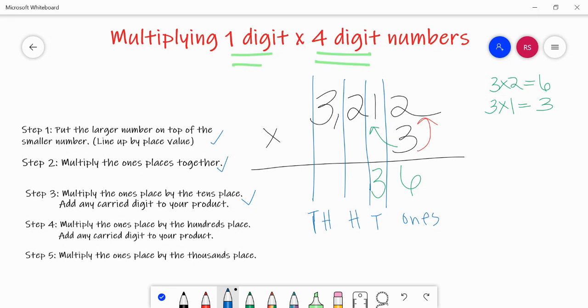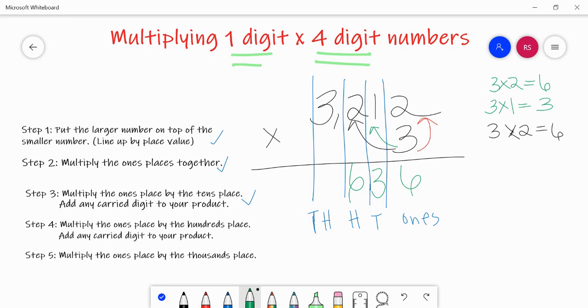It says multiply the ones place by the hundreds place. So I'm going to take this 3 and multiply it by the digit in the hundreds place. I have 3 times 2, and I know that 3 times 2 is 6. So I just bring the 6 down into the hundreds place. All right, now I move to the last step.